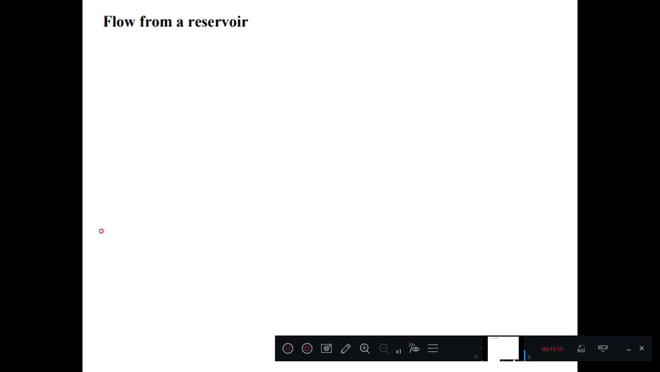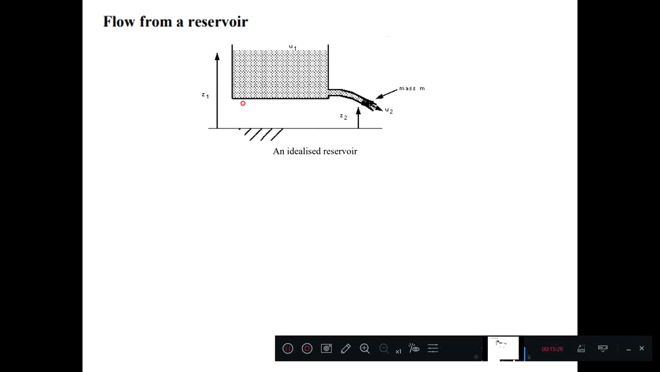Then one more example, the flow from a reservoir. You take the flow from a reservoir just like this. We can use a very similar application of the energy conservation concept. So we are discussing the law of conservation of energy to determine the velocity of flow along a pipe from a reservoir. Consider the idealized reservoir in the figure below. The level of water in the reservoir is Z1 here, and we consider the energy situation in the reservoir.